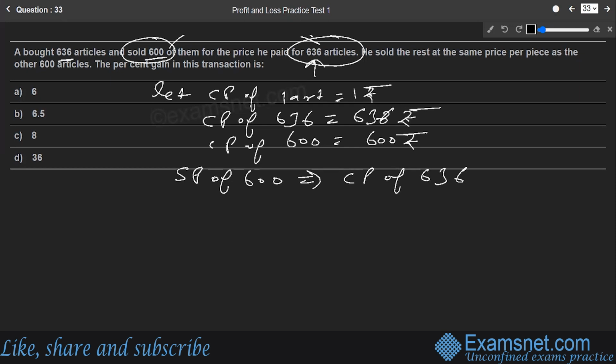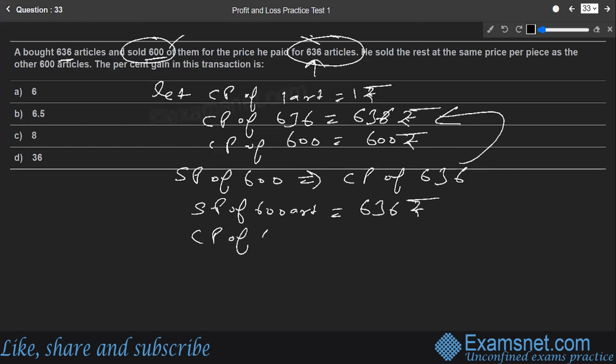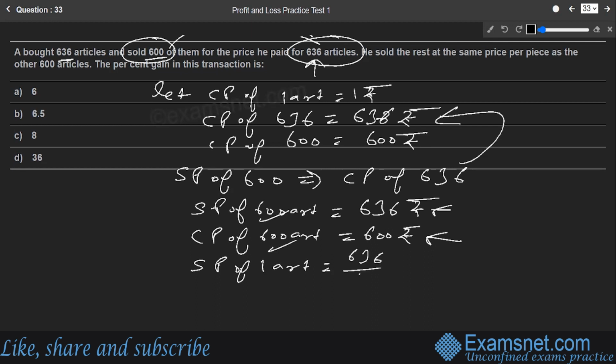Okay, so how much is the cost price of 636 articles? It is nothing but 636 only. So the selling price of 600 articles is how much? Simply 636 rupees only. And the cost price of 600 articles that we have already calculated would have been 600 rupees. So for the same 600 articles, the cost price is 600 and the selling price is 636. So we can easily find out the selling price of one article: 636 by 600. That comes out to be 1.06 rupees. So that is the selling price of one article.